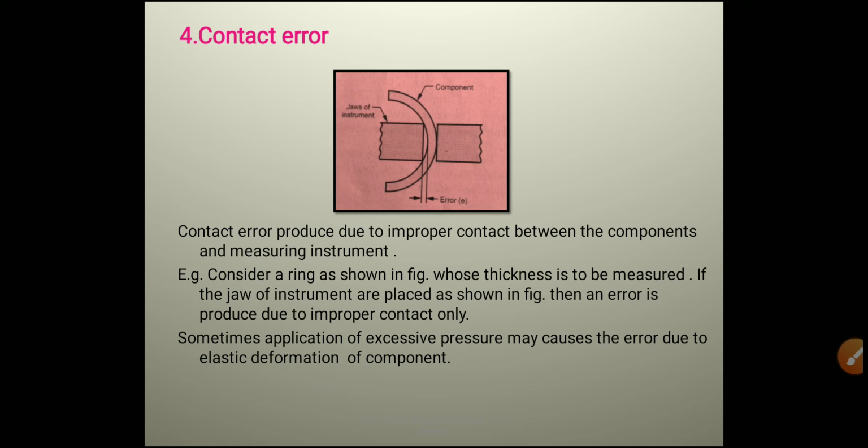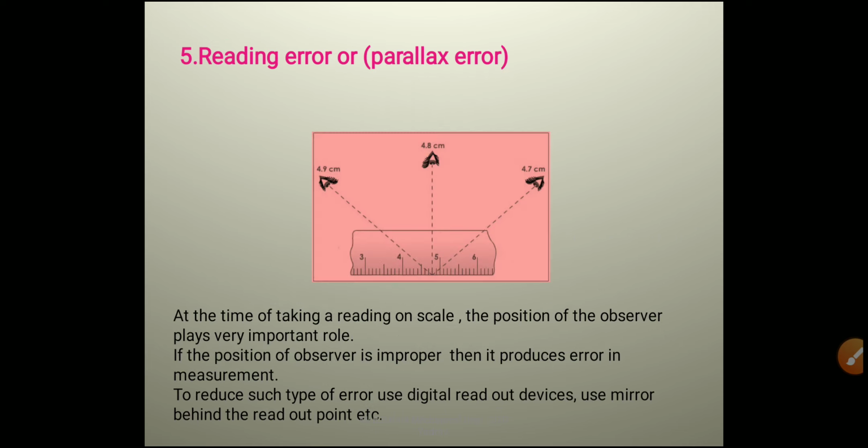Going to the next error, that is reading error or parallax error. Let us see the reading error. This is the last type of controllable or systematic error. It is also called a reading error or parallax error, or we can say an observational error. The image shows three eyesights taking the reading of the same point, which is exactly at 4.8 centimeter. So let us see how exactly such kind of errors occurs.